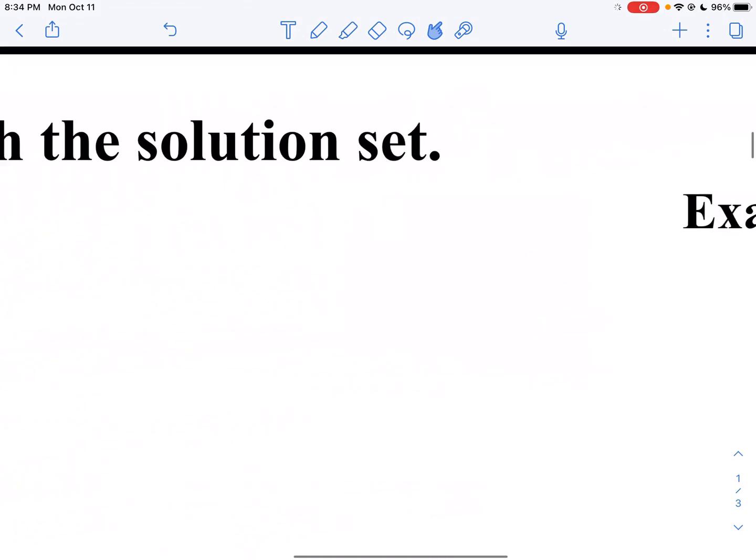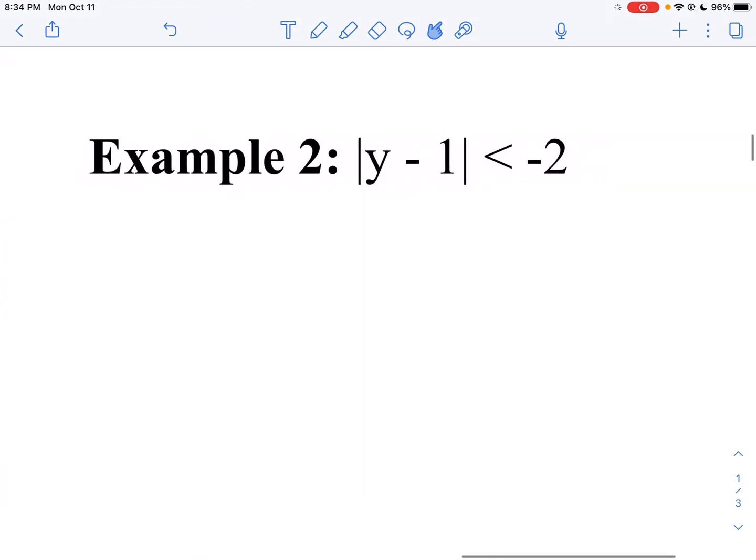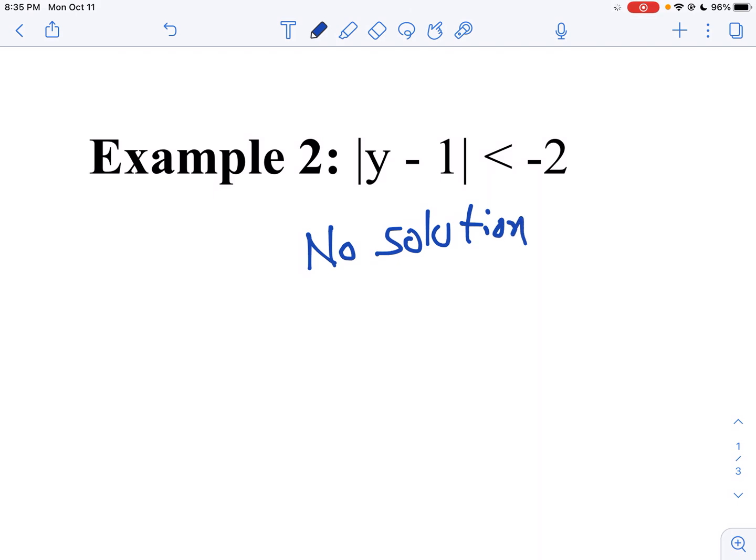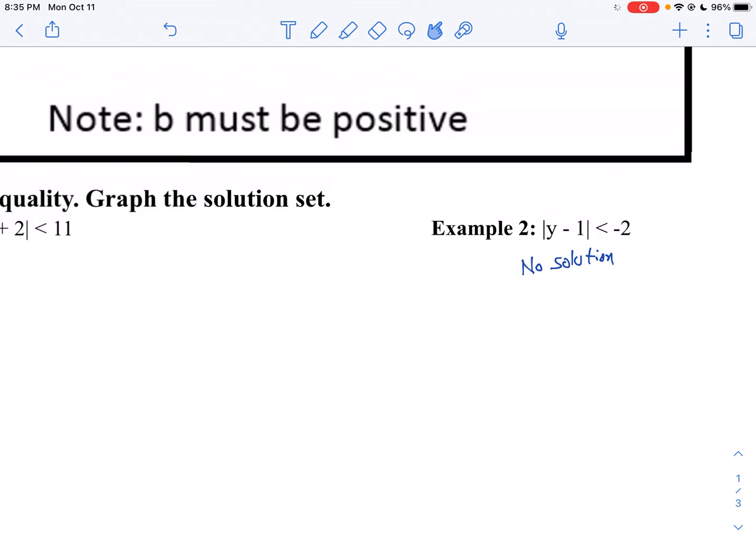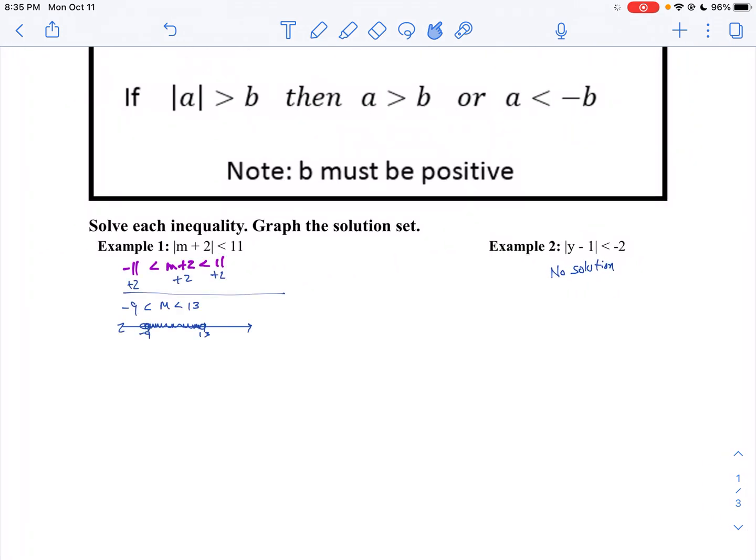Let's take a look at example 2 here. We'll do the same thing, except can the absolute value be negative? No, it can't be. So this one, there is no solution. You can't find a number that's less than negative 2 for absolute value, because it means that the distance from 0 is less than negative 2, and distance can't be negative. So there's no solution on that. Don't just assume the opposite all the time. You have to make sure absolute value makes sense.